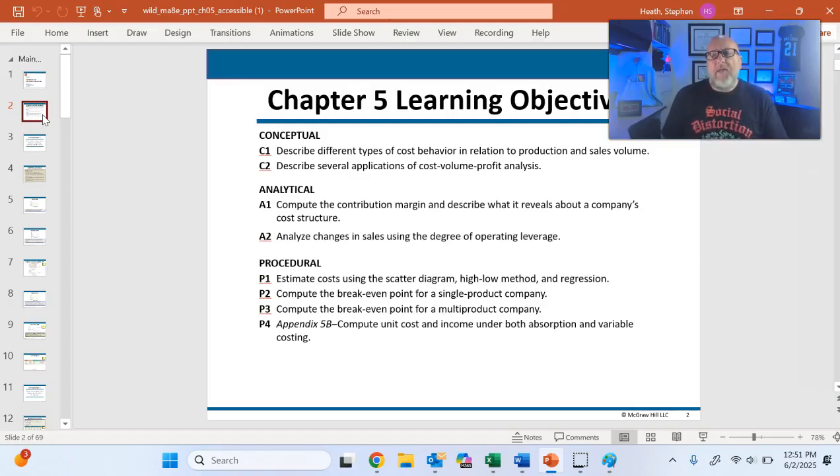So what we're going to tackle in this chapter, first, is cost behavior. This chapter is all about identifying and estimating the cost of things as our production increases. What we're saying in this chapter is that as our production increases, so if we're making tables, as we are producing more and more tables, the total cost of production is going to go up.